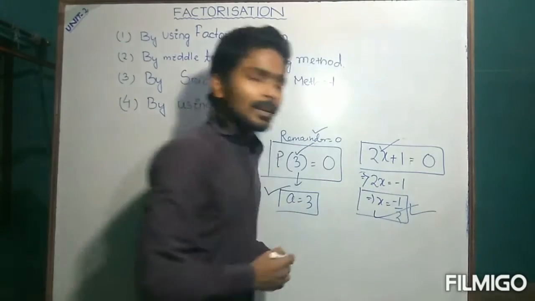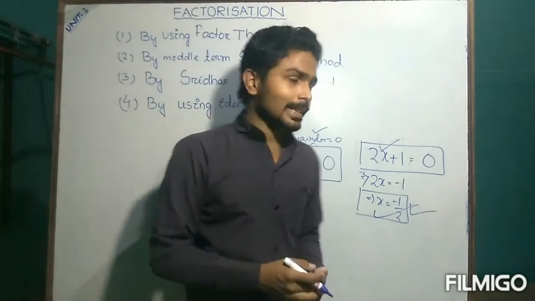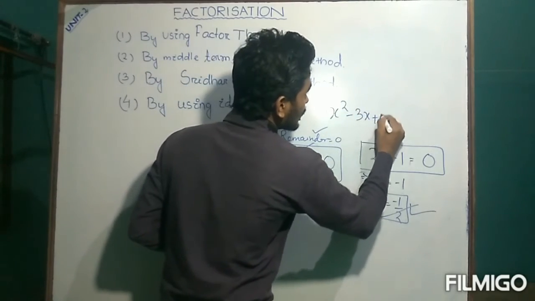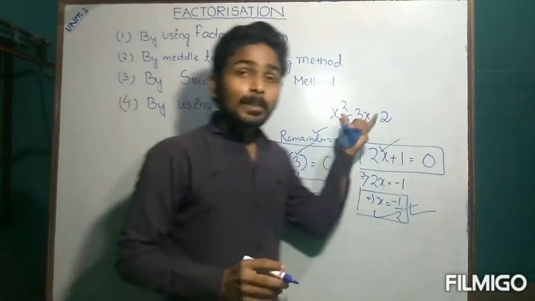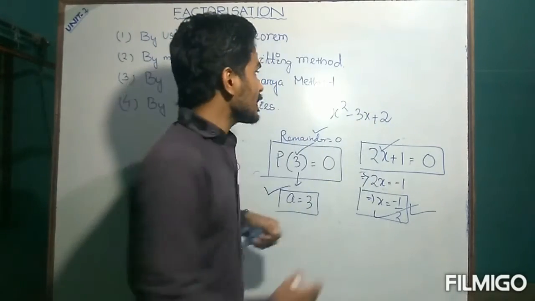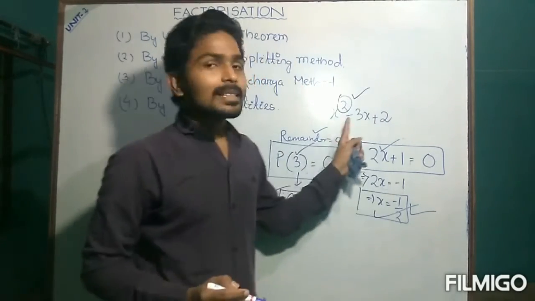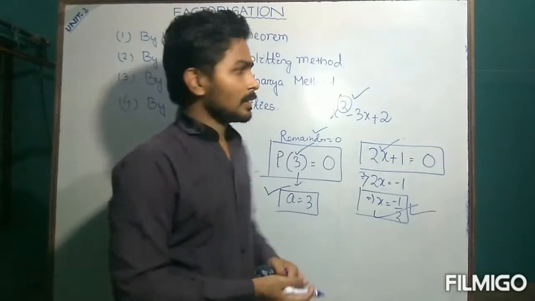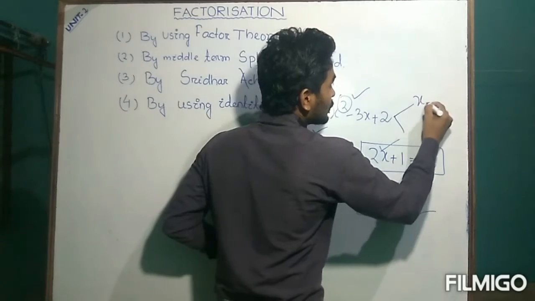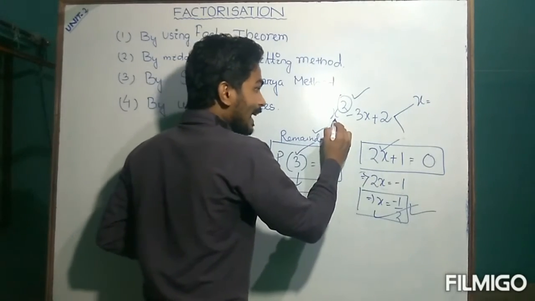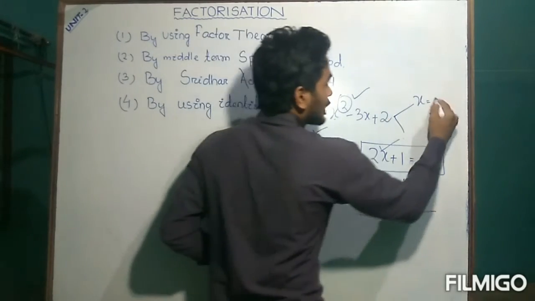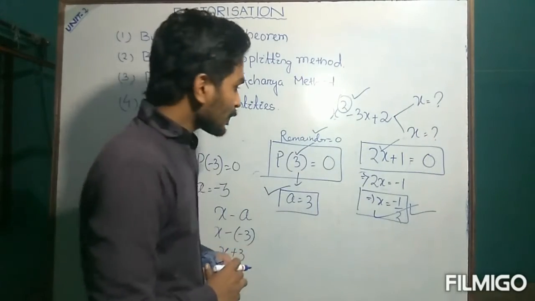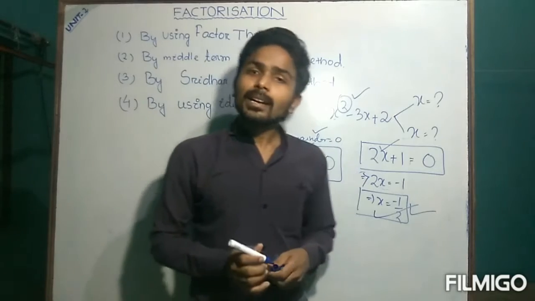And if the polynomial is quadratic, like x square minus 3x plus 2, since its degree is 2, it has two zeros or two roots, or you can say two solutions. That means we can get two values for x. X is something and here x is something else. So these are the things that we have already discussed in the previous session.